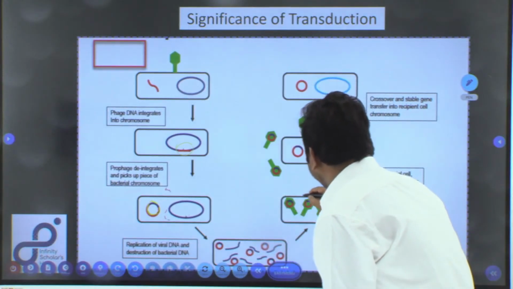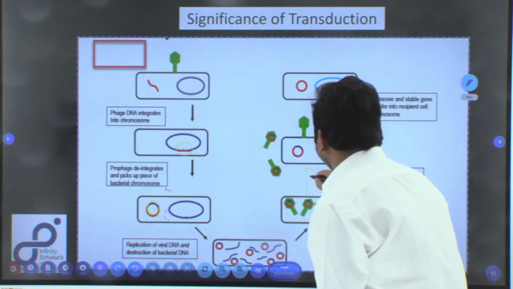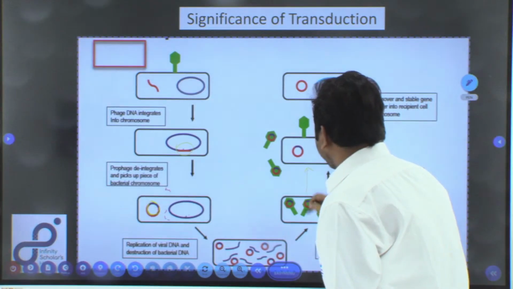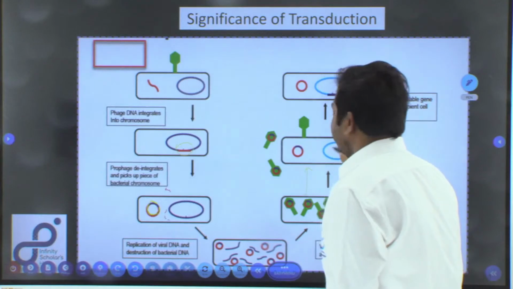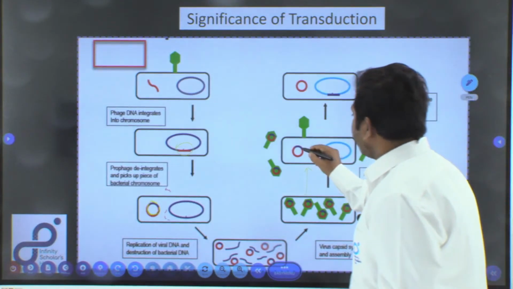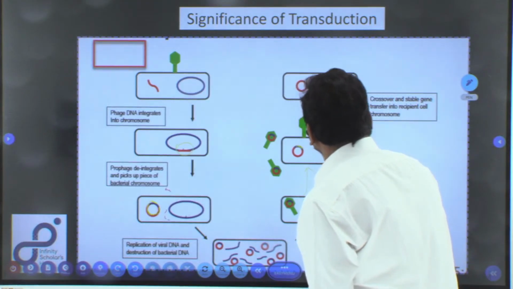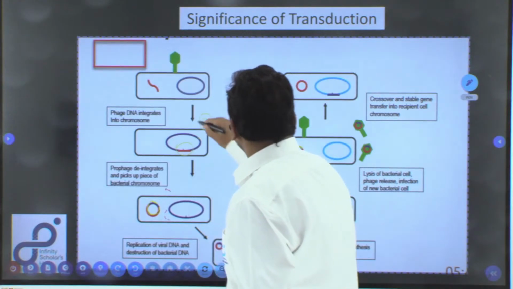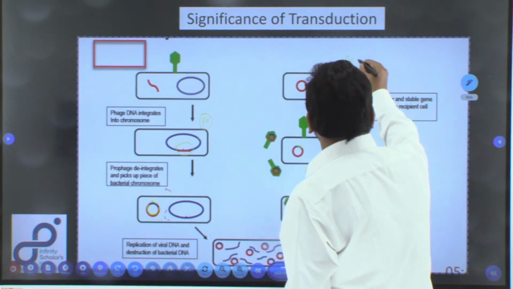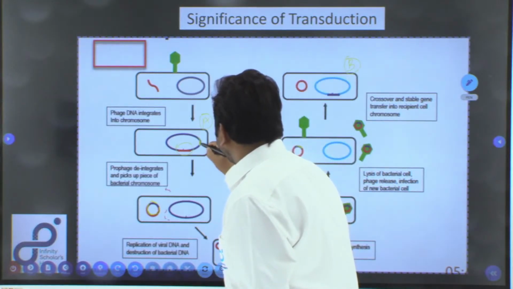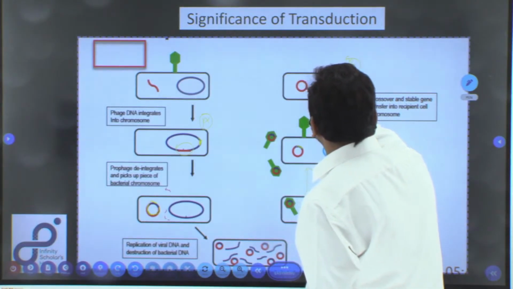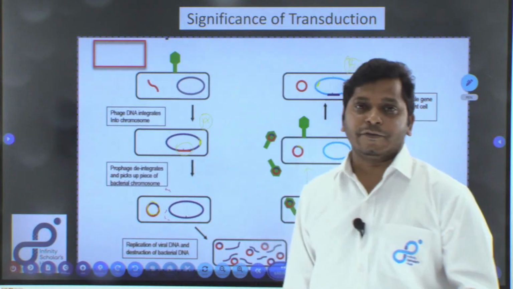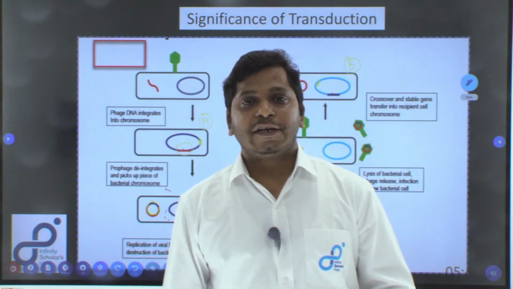Now suppose this virus goes and infects another bacteria, what will it do? It will not only transfer its own DNA to the bacterial DNA, it will also transfer the bacterial DNA, this one also. So now, suppose this is bacteria A and this is bacteria B. If you see here, the DNA of bacteria A is now going to be transferred to bacteria B. And what helped in that process? The bacteriophage helped in that process. So that is why this process is called transduction.